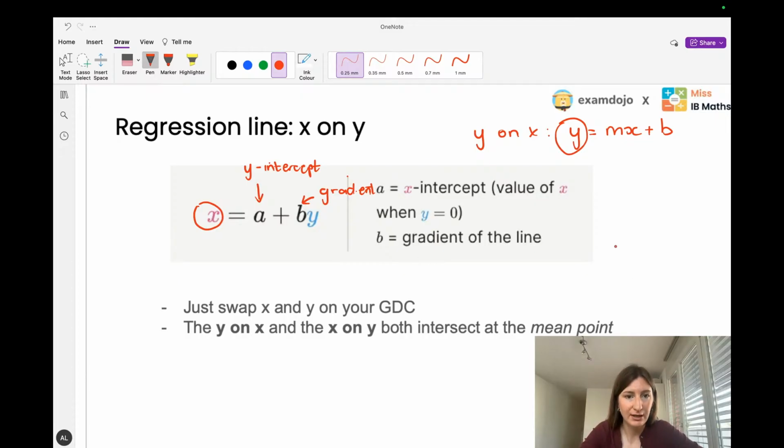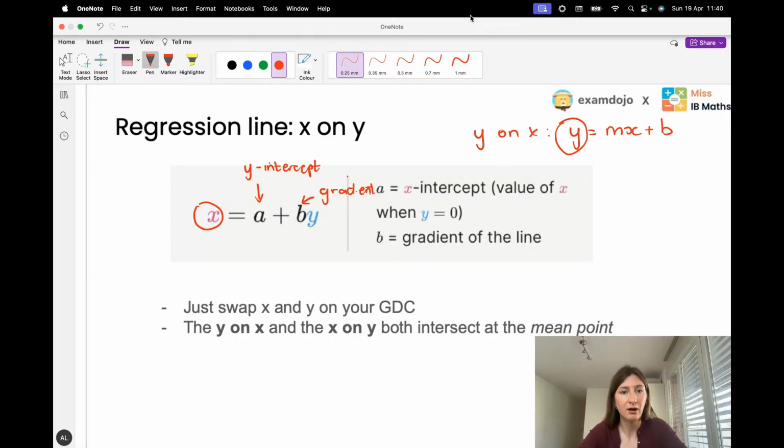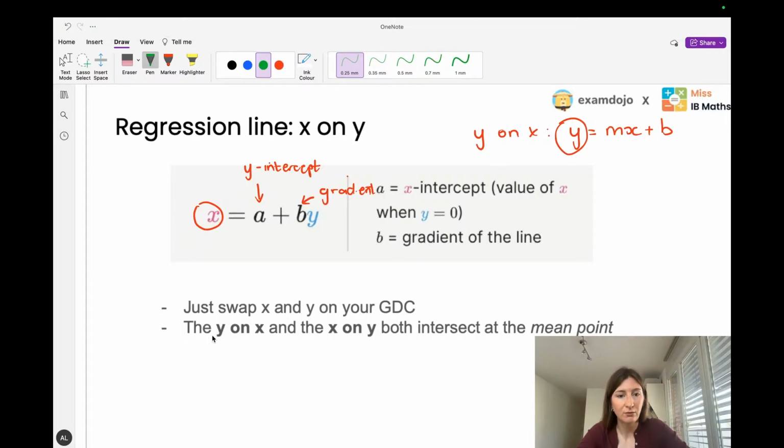Okay, regression line, x on y. So we're just going to swap x and y on our GDC. You'll see how that looks in a second. I will show you. Very important note, because questions often are going to ask something like this. The y on x and x on y both intersect at the mean point. So that is something they have in common. Their mean value, remember that x bar, y bar, is the mean point.